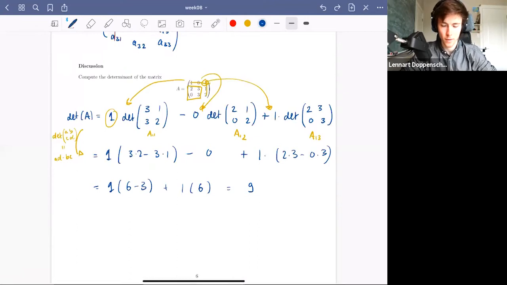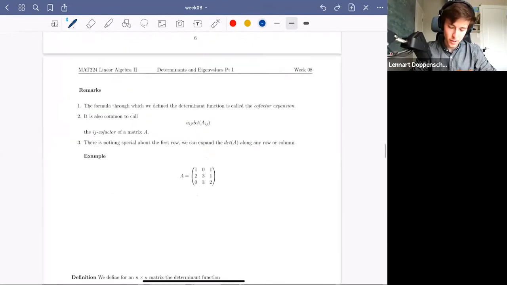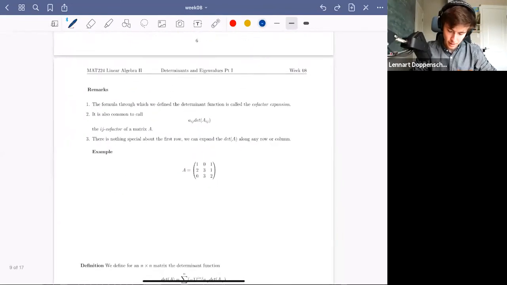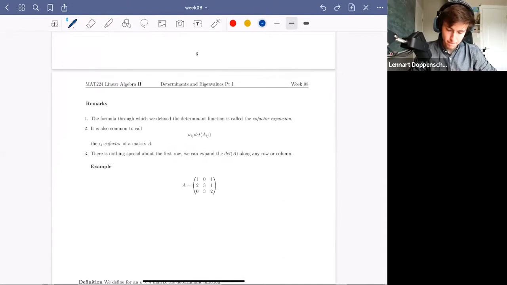Just going to make sure that we can leave this page behind. Okay, so the remark is that the formula that we just used is called the cofactor expansion. The reason is that all these summands that we summed up with different signs, which I'm going to touch on in a second, are called cofactors.